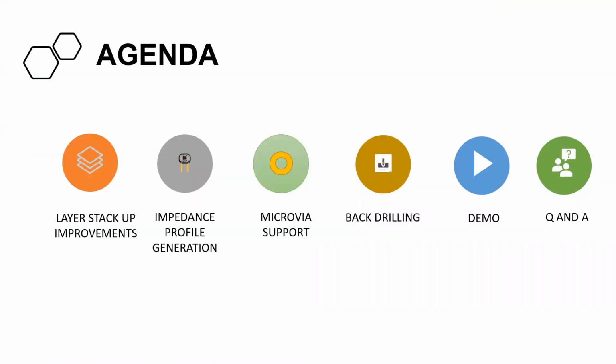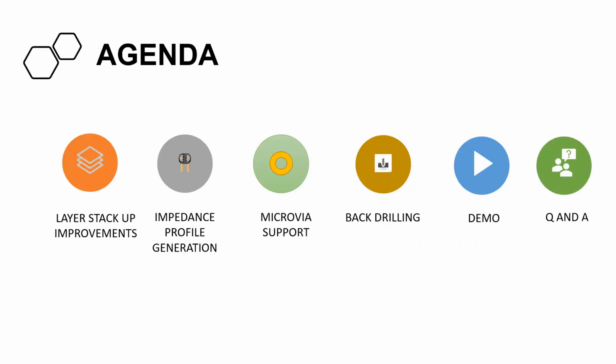The first topic we'll be seeing is the layer stack up improvements. In this we will be seeing the user interface and what features are available, and then some new features like surface roughness and coplanar transmission line. Then the second topic will be impedance profile generation. We'll see how the impedance solver helps us to create the trace width for routing purposes in your high speed design.